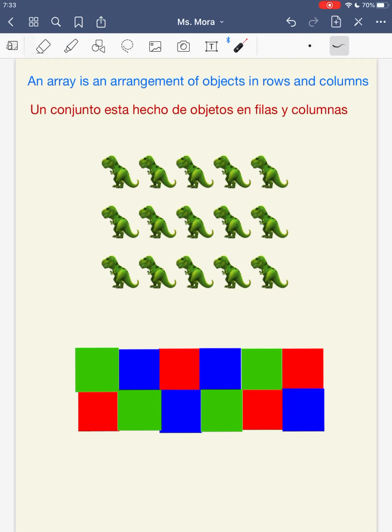Okay, so un conjunto está hecho de objetos en filas y columnas. Este conjunto de los dinosaurios fue el que aprendimos primero, que tiene espacios entre las filas y espacios entre las columnas que van hacia arriba y abajo. Pero ahora nos hemos estado enfocando en estos conjuntos esta semana, que son hechos de cuadros y que no tienen espacios entre las filas o columnas. Por ejemplo, esta es la fila de arriba, esta es la fila de abajo. Y estas son las columnas. Pero aunque hablemos sobre las filas o las columnas, el conjunto no cambia y el número de cuadros adentro del conjunto no va a cambiar. Okay?